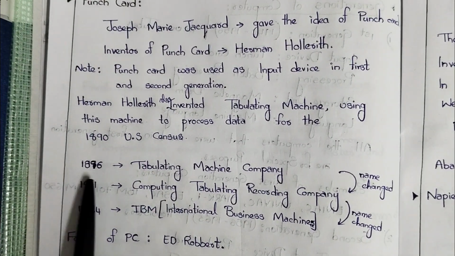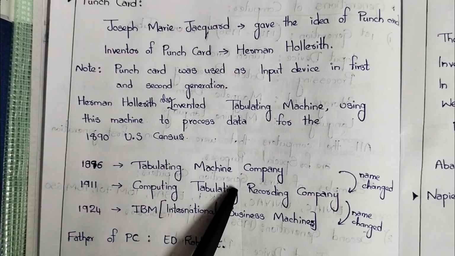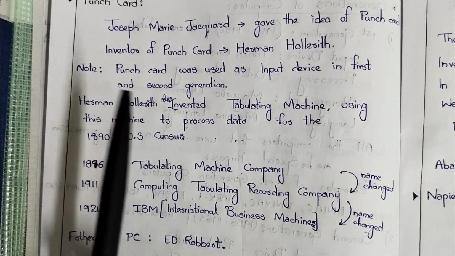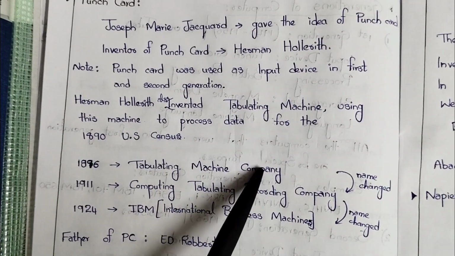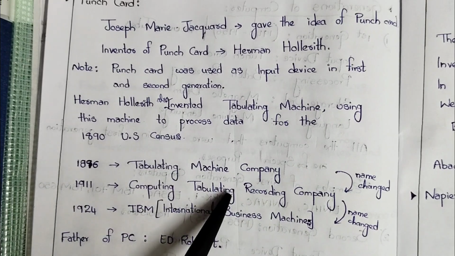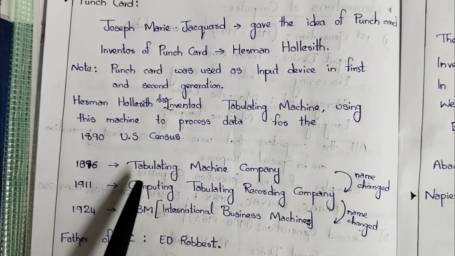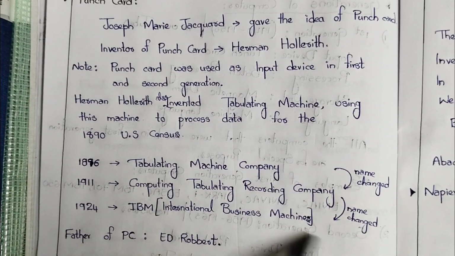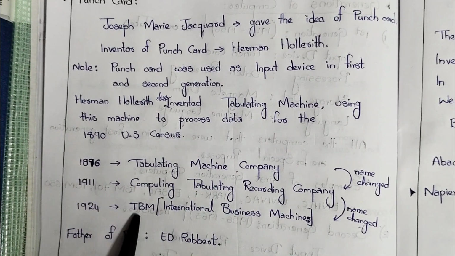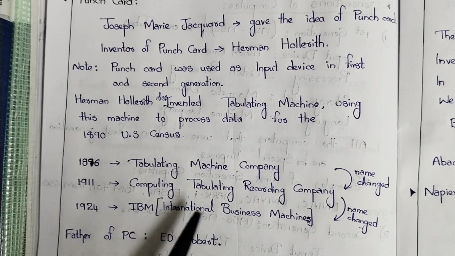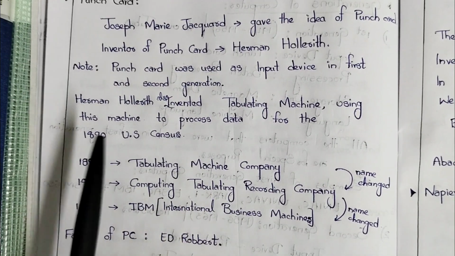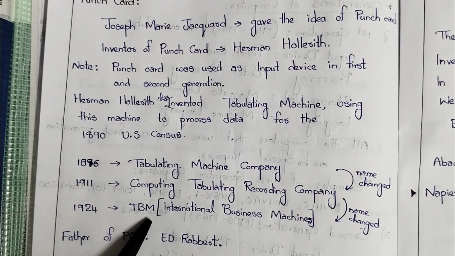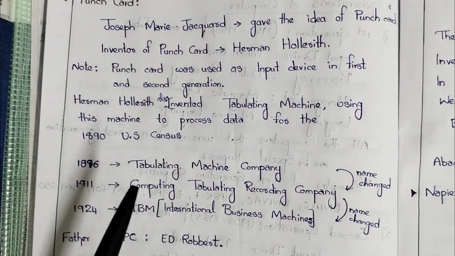So in the year 1896, Tabulating Machine Company, this was Hermann Hollerith's company. They changed the name to Computing Tabulating Recording Company in the year 1911. Again in 1924, the name changed from this to IBM. IBM, you know, right? International Business Machines. That's why the name Hermann Hollerith is important, because he is somehow related to IBM.